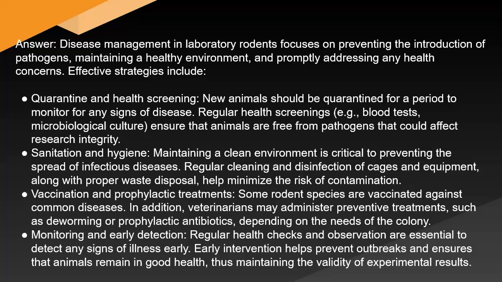Vaccination and prophylactic treatments. Some rodent species are vaccinated against common diseases. In addition, veterinarians may administer preventive treatments such as deworming or prophylactic antibiotics depending on the needs of the colony. Monitoring and early detection. Regular health checks and observation are essential to detect any signs of illness early. Early intervention helps prevent outbreaks and ensures that animals remain in good health, thus maintaining the validity of experimental results.